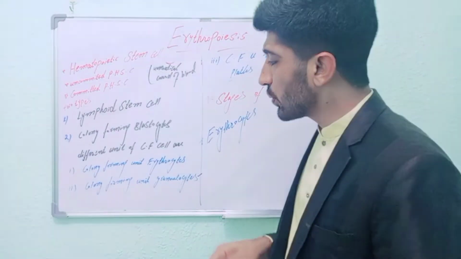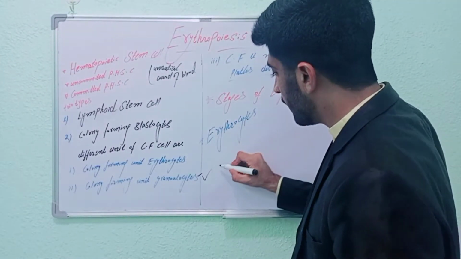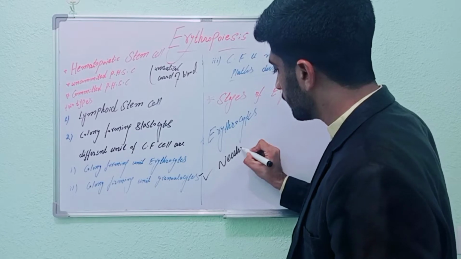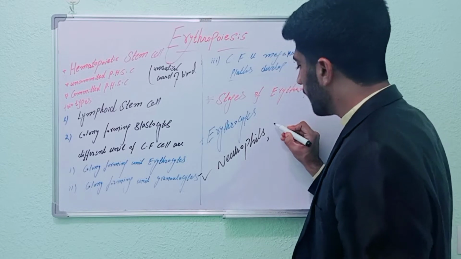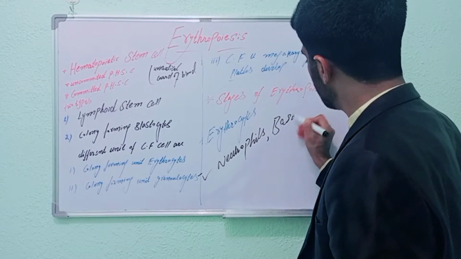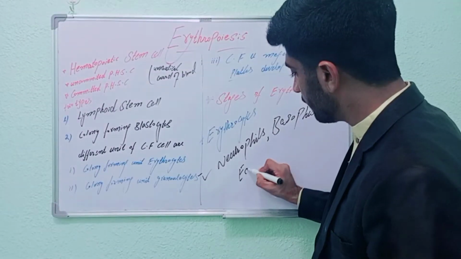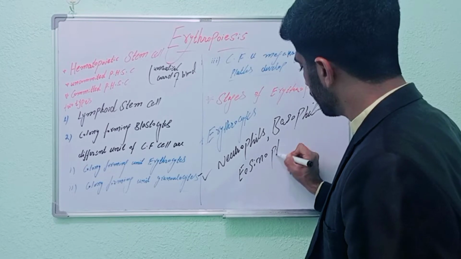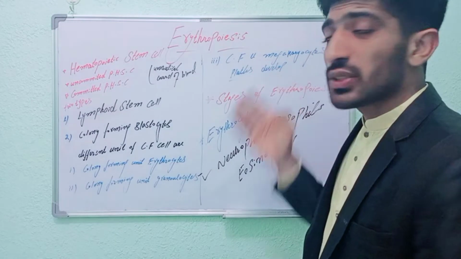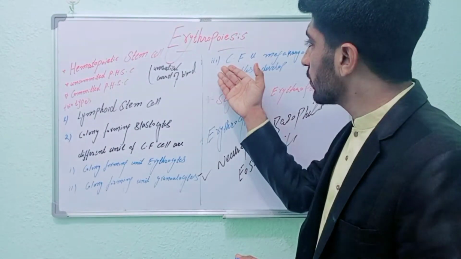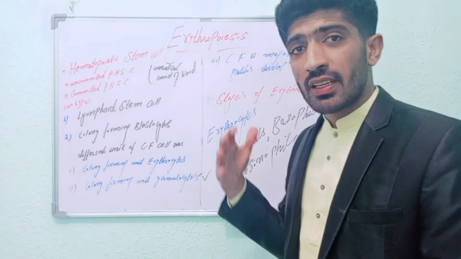And the second is the colony forming unit of granulocytes. These develop into neutrophils, basophils, and eosinophils. The third is the colony forming unit of megakaryocytes. Friends, the colony forming unit of megakaryocytes develops into platelets in the bone marrow.